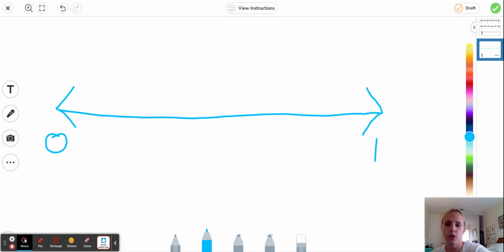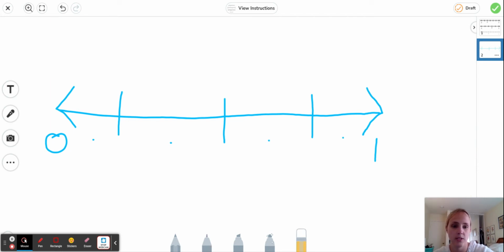If you're unsure, let me give you a little example. Say this number line is split up into fourths. There's 1, 2, 3, 4 sections. This number line is split up into 4 sections. That means it is split up into fourths. Let me erase these little dots.